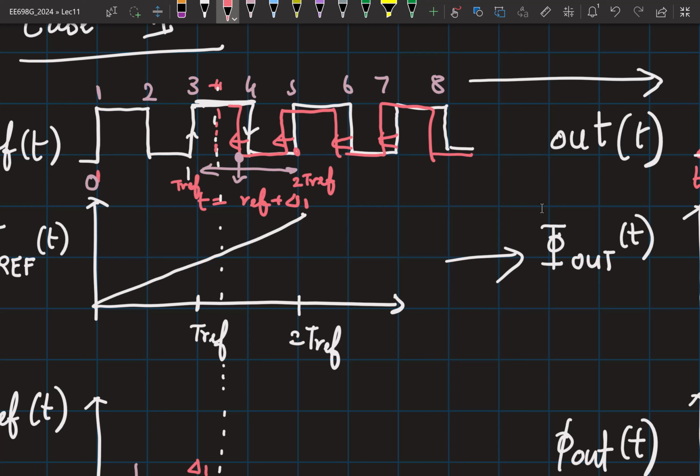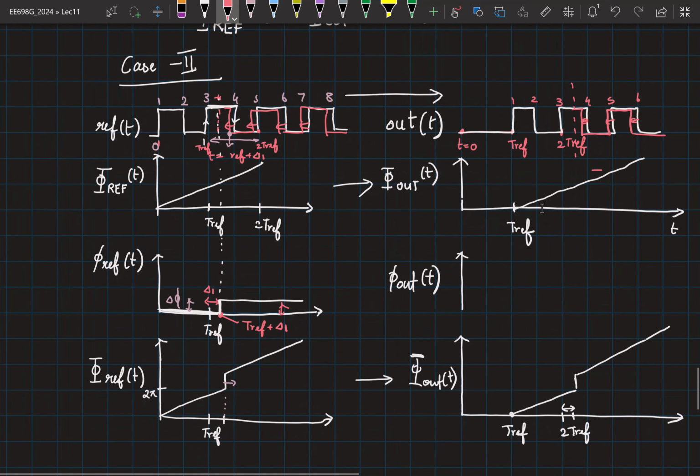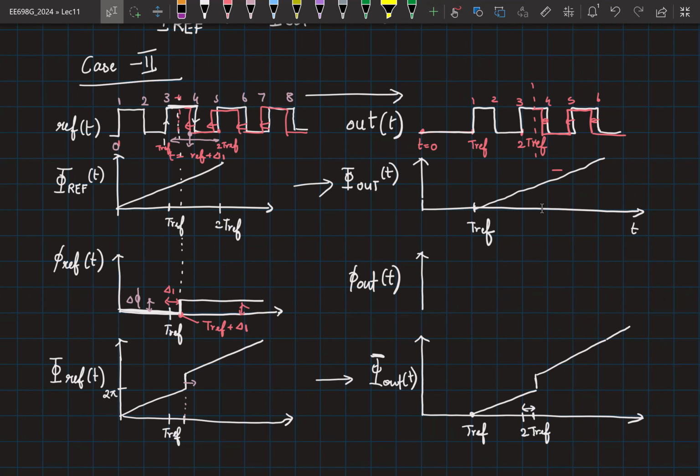That fifth edge, right? The fifth edge. So the fourth edge is basically 2 minus that, 1.5 T ref minus some delta. Is that okay? Any other questions on this?